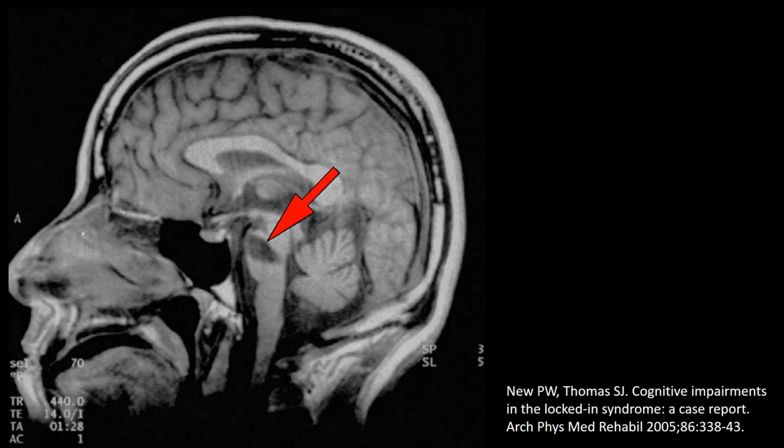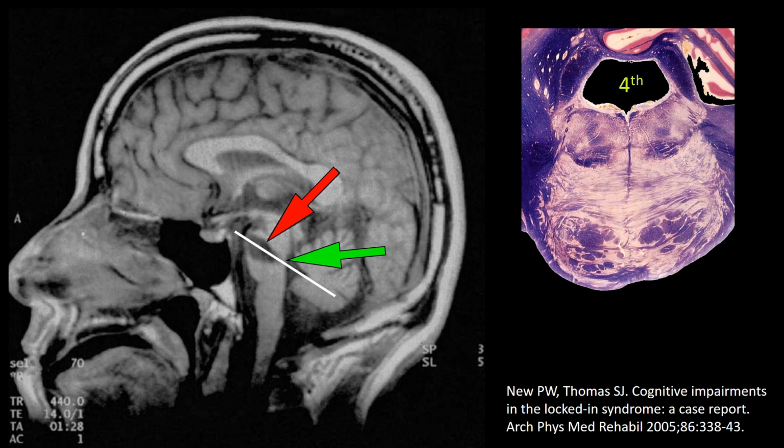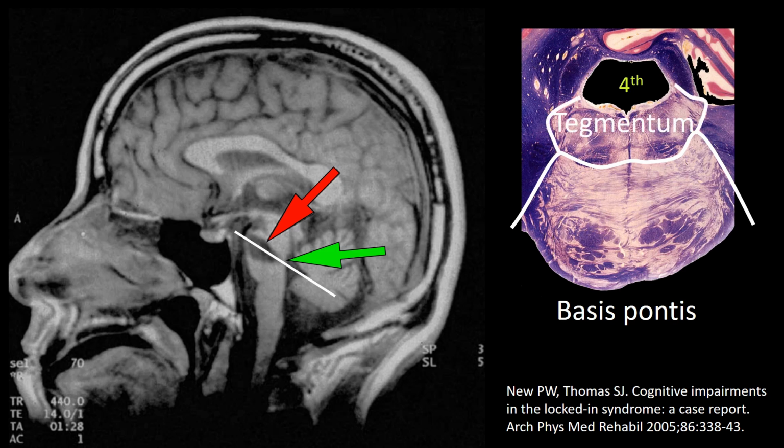In this MRI, the location of the lesion is indicated by the red arrow. The normal dorsal area is indicated by the green arrow. Were we to cut at the level of the white line, we would see a specimen as the one shown here. In it, I have traced the basis pontis. Behind this line, you can see the tegmentum.